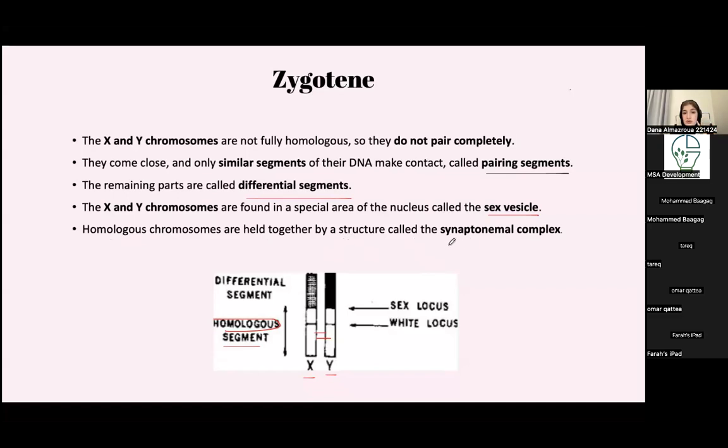They're held together by a structure called the synaptonemal complex. Now this synaptonemal complex tells you they're not only close together, but there's also something that's holding them and keeping them close together. This will become more significant in the upcoming slides. Just remember its name: what's keeping these chromosomes close together is a structure called the synaptonemal complex.